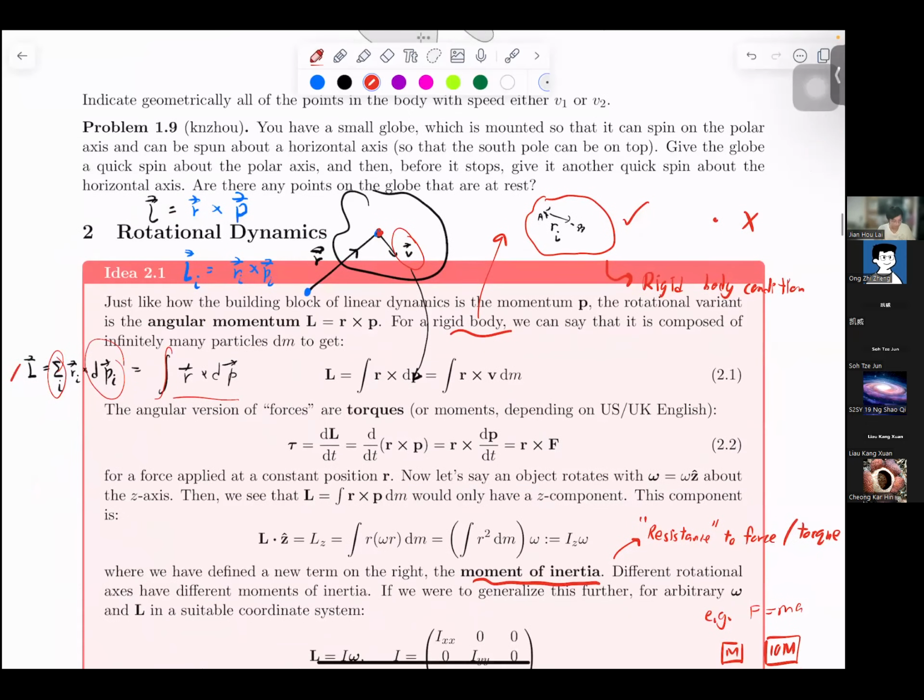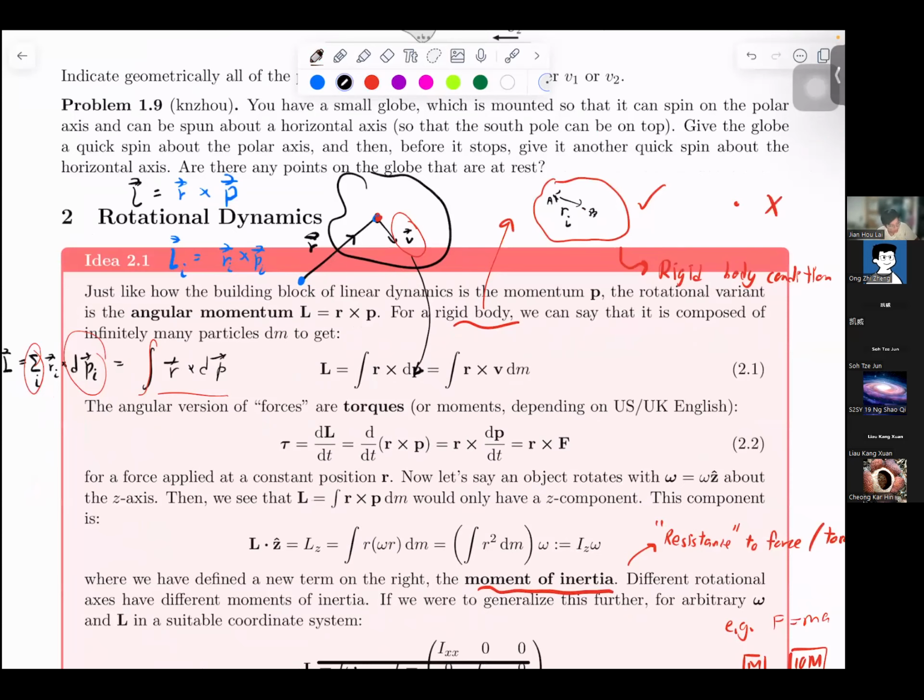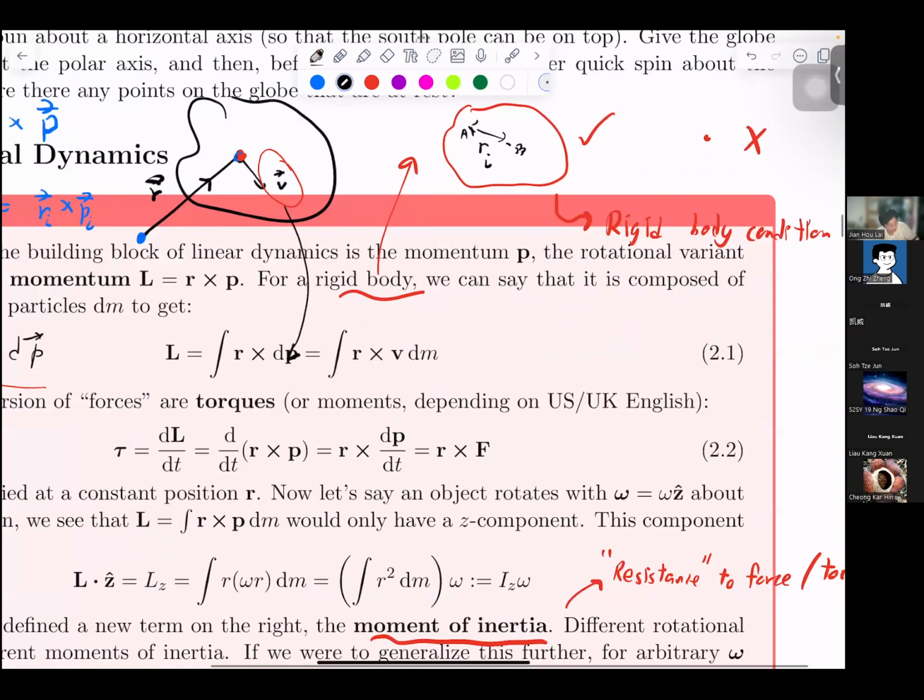Okay, and also we know that we can express p. If I differentiate p, it will be dm times v.